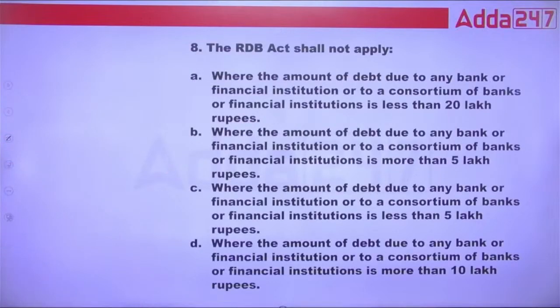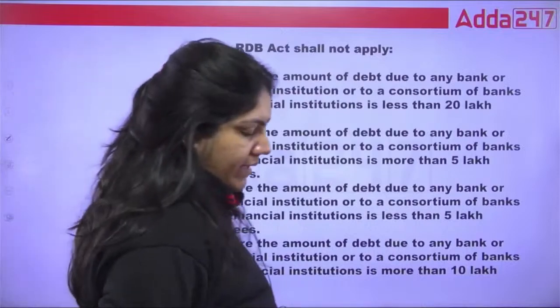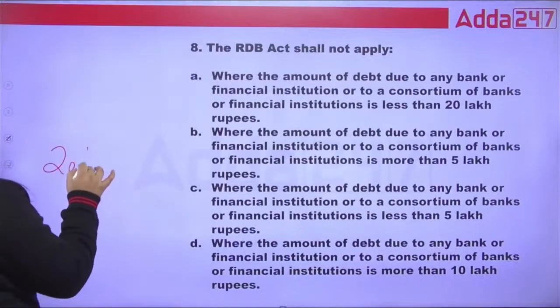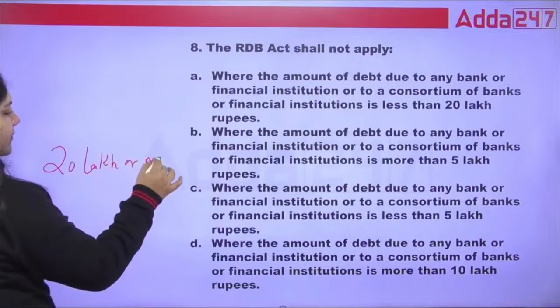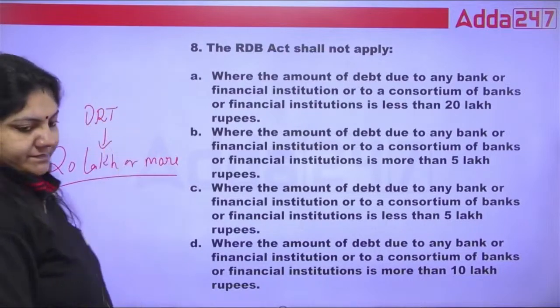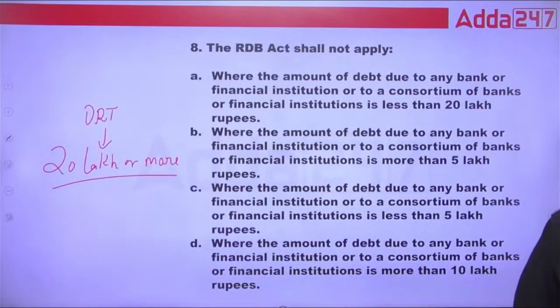Okay. The RDB Act shall not apply to where? Where the amount of debt due to the bank and financial institution is less than 20 lakh, more than 5 lakh, less than 5 lakh, or more than 10 lakh. What is the right answer? Shall not apply. Because we know that if we talk about this Act, the amount should be 20 lakh or more. Only in that case does DRT apply. So I have given you the hint, class. What is the right answer?